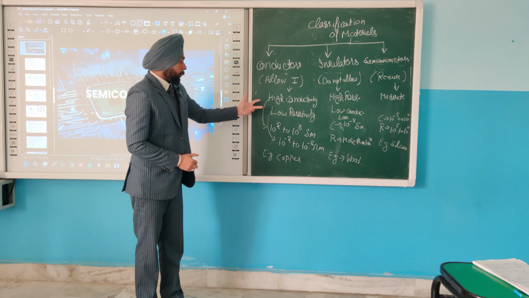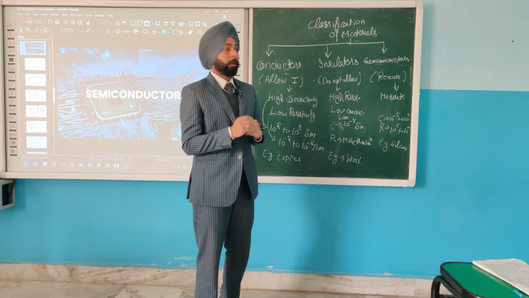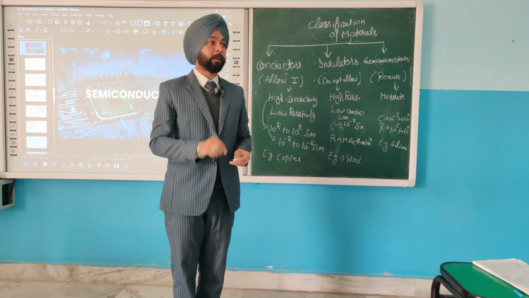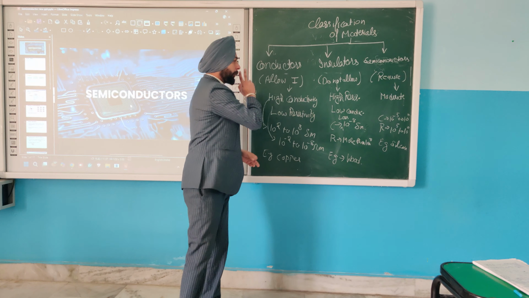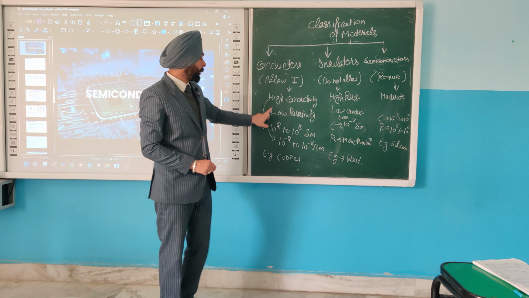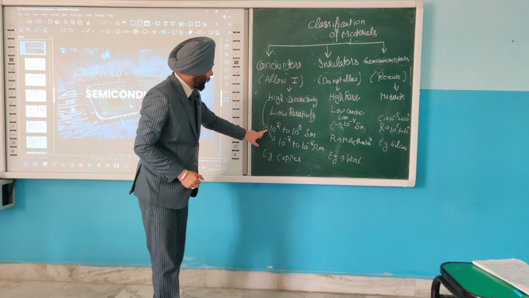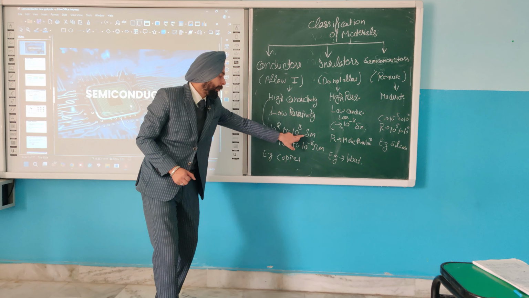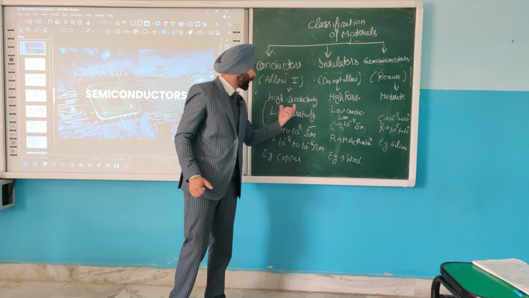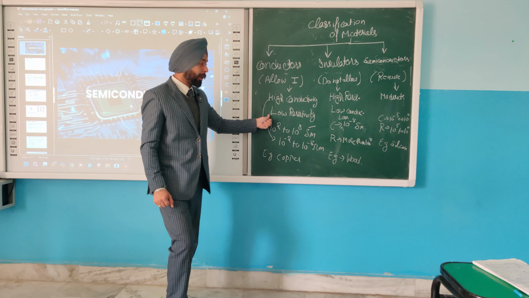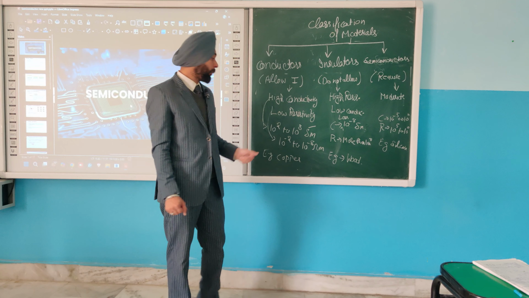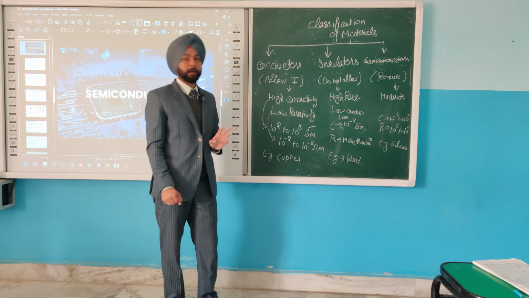Now two things are here, conductivity and resistivity. For the classification of materials, we depend upon conductivity and resistivity. A conductor has high conductivity and low resistivity. How much? 10 raised to power 2 to 10 raised to power 8 Siemens per meter. This is the sign of Siemens, the unit of conductivity. And the low resistivity of a conductor is 10 raised to power minus 2 to 10 raised to power minus 8 ohm meter. It is the unit of resistivity.